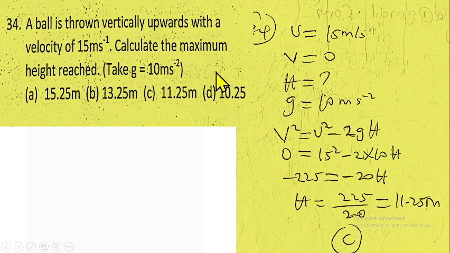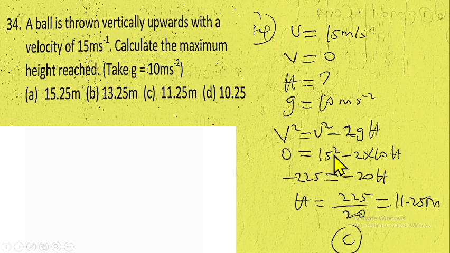So if you look at the equation of motion that we can use, we have v squared equals u squared plus 2gh. But since the ball is thrown upward, that means it's against the gravity. That means this plus will change to minus. So if you now substitute the values, you have 0 here. That will be 0 squared equals 15 squared minus 2 times 10 times h.